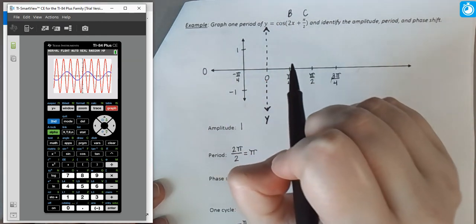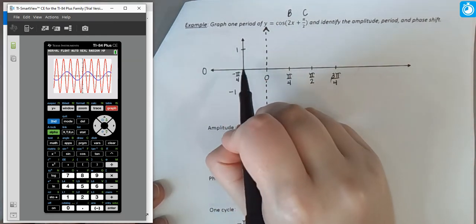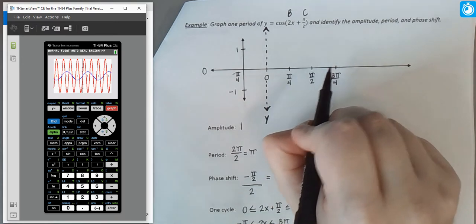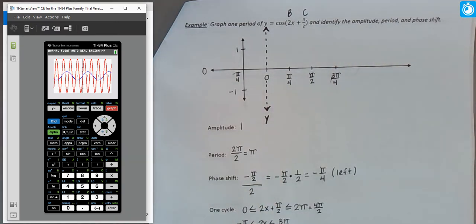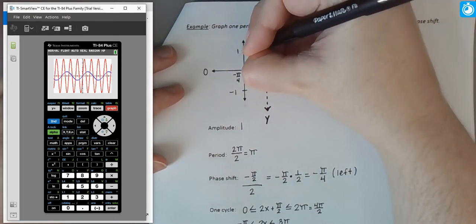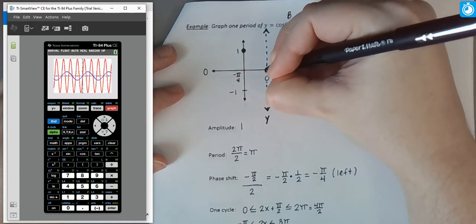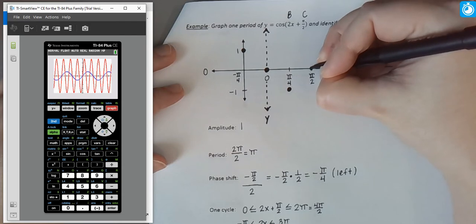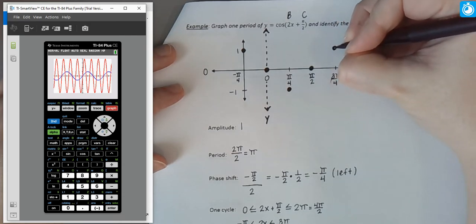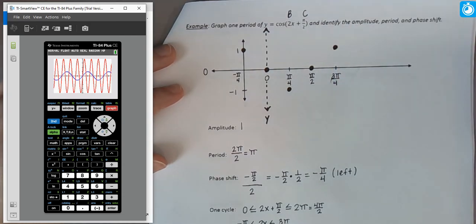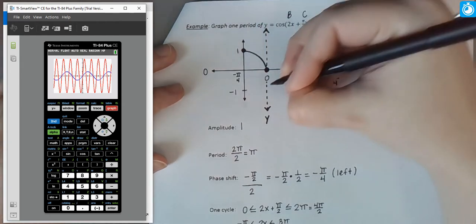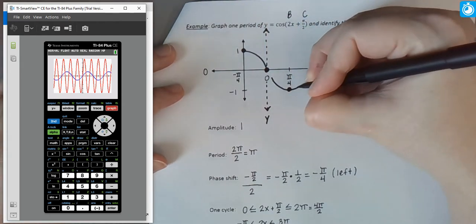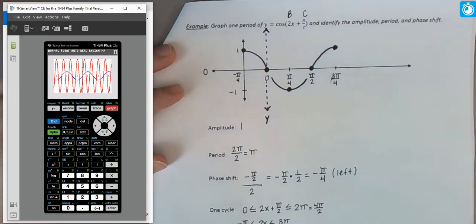Now we just have to put in the points for our cosine based on where we start and where we end. So we know that the general cosine graph is going to start at its maximum, and then it's going to decrease down to its minimum, increase back up. So we start at the maximum, we decrease to the central line, decrease to our minimum, and then back to the central line, and then back up to the maximum. Connect your dots, and we've got our cosine graph.